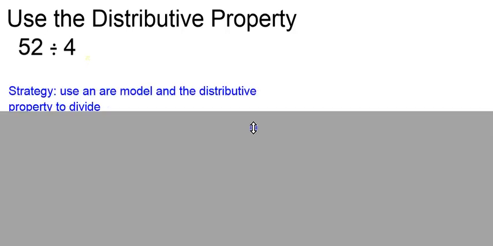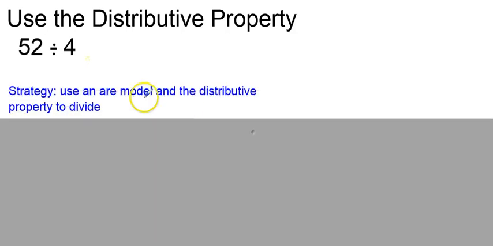So if we had this problem, 52 divided by 4, we could use an area model. I'll put A here: area model. And the distributive property to divide. And that's what we're going to go ahead and look at doing.